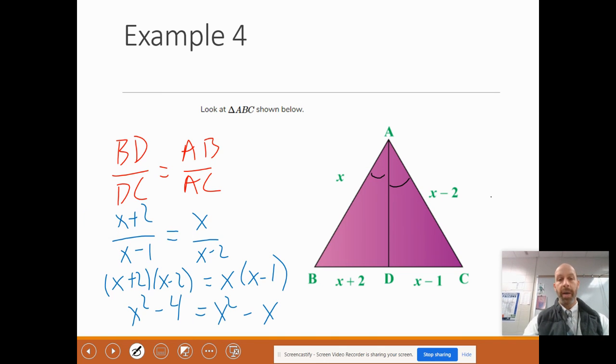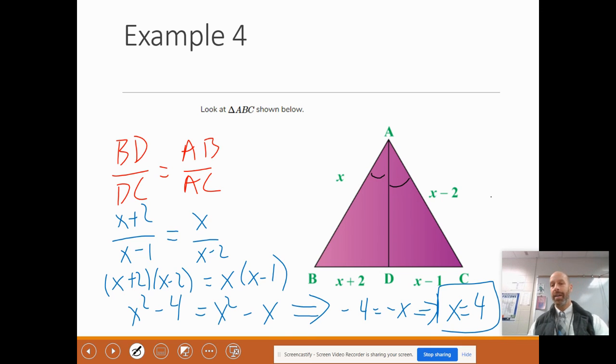So now we go up to the top. I'm going to subtract, actually this, I guess I didn't really need to. Once you subtract the x squared, this is actually pretty simple, isn't it? If you subtract x squared on both sides, you'll get negative 4 equals negative x. And so therefore the conclusion is that x has to be equal to 4. I guess I did need to erase all that stuff.